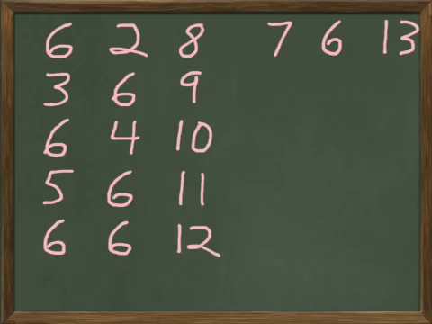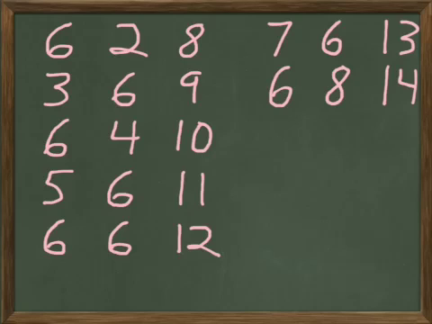So this man had 6 horses, and he bought 8 more. So 6 and 8 are 14. 14 horses. All right.